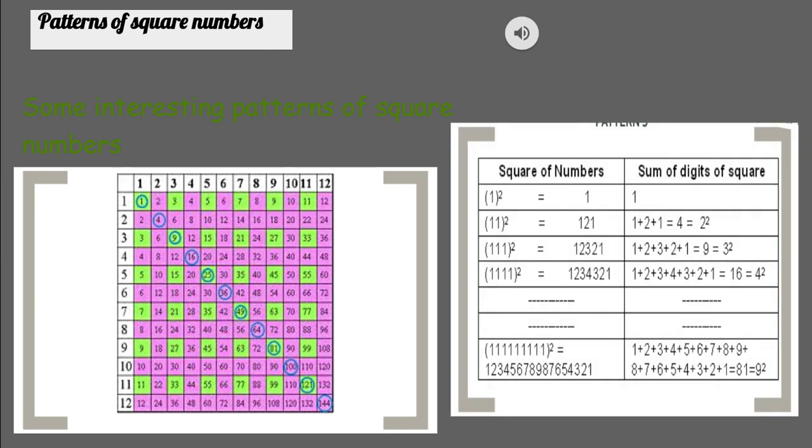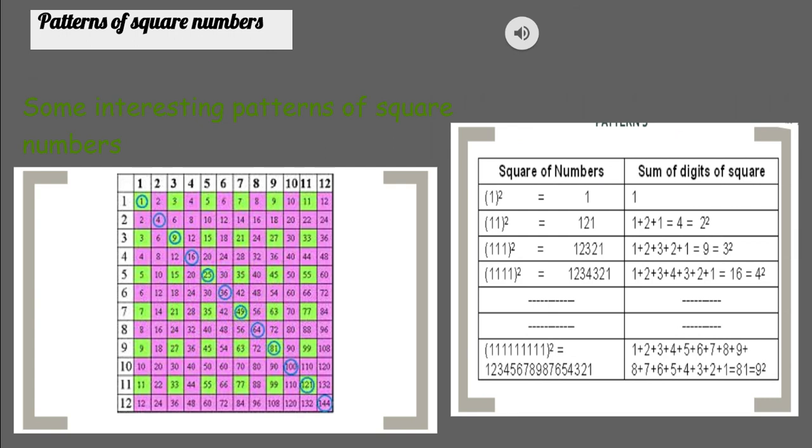Now, in the second table you can see the squares of numbers given. If you add the digits of the square, you will get the square of another number. For example, 1 squared is equal to 1. 11 squared is equal to 121. If you add the digits of 121, that is 1 plus 2 plus 1, you will get 4, which is equal to 2 squared.